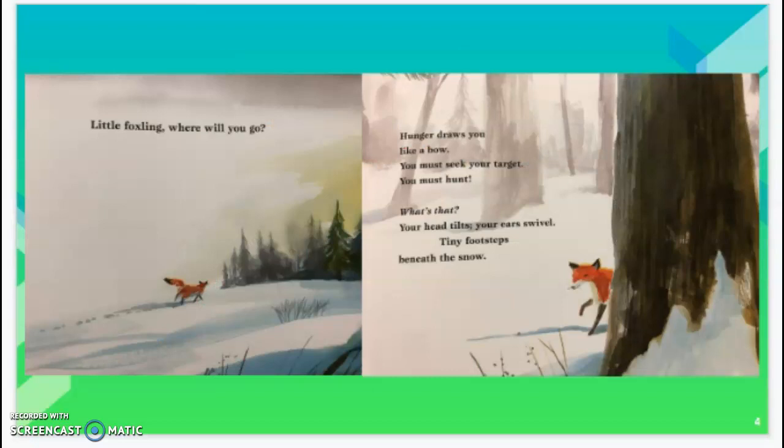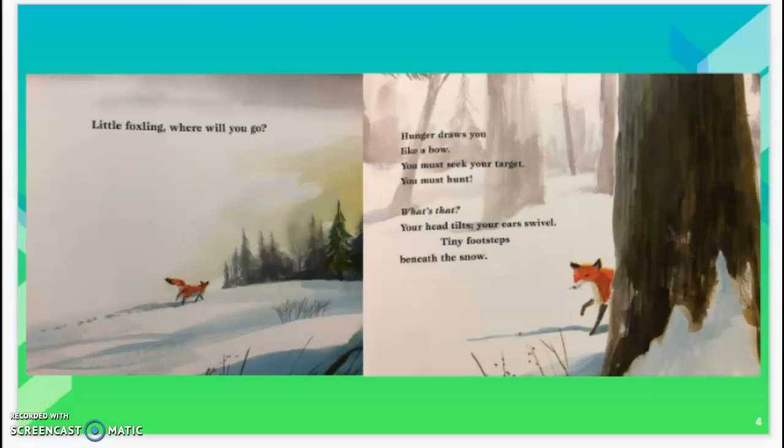Looking at this page right here, the illustration shows him in a hunting stance. You see where he's got his foot pulled up right here? His foot is pulled up. He's about to pounce on whatever he is looking for, right? So that tells me more about what he is doing. I don't have to just look at the words. I can also look at what he is doing with his body.